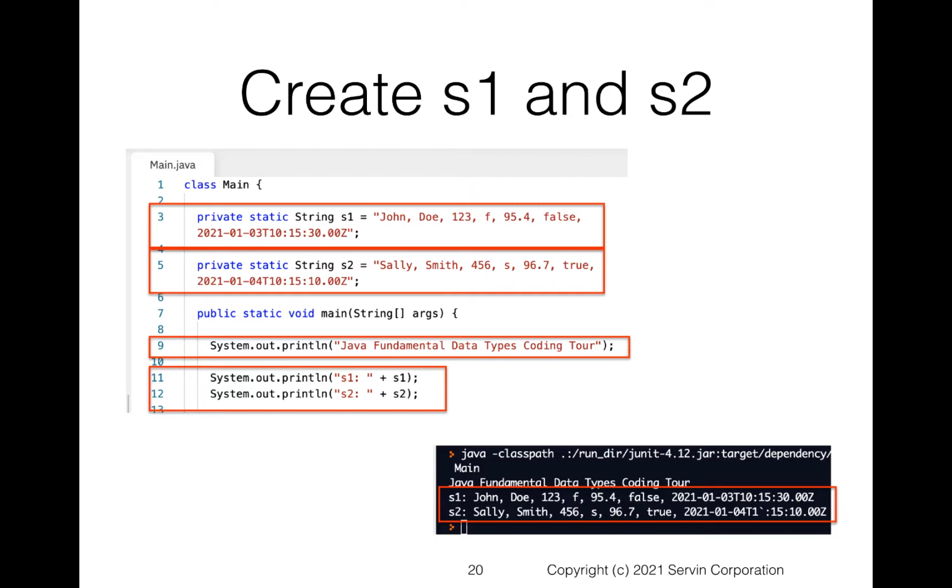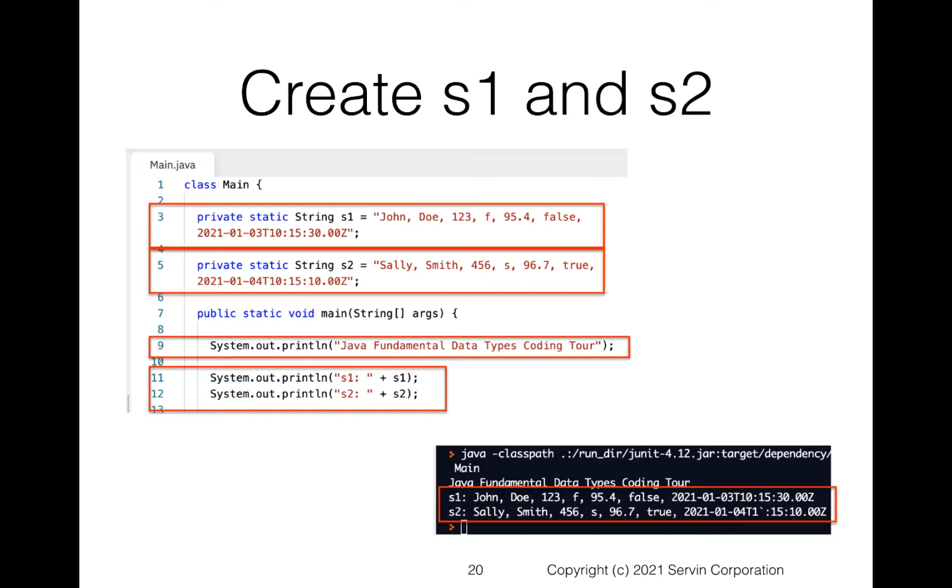So here in our class Main at line number 3, we have a private static String S1. And notice that's where we put this John Doe. We have our sample John Doe string. And then at line 5, we have an S2. And here we put our Sally Smith and the information related to Sally Smith.